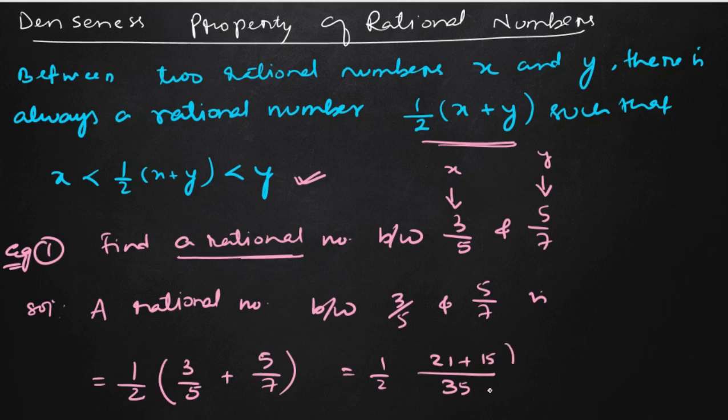Okay. So if we solve this, we will get half of 36 by 35. So the solution is 18 by 35. So we can say that therefore 3 by 5 is less than 18 by 35, which is less than 5 by 7. So that means 18 by 35 is a rational number between 3 by 5 and 5 by 7. Okay, so we can omit this one.